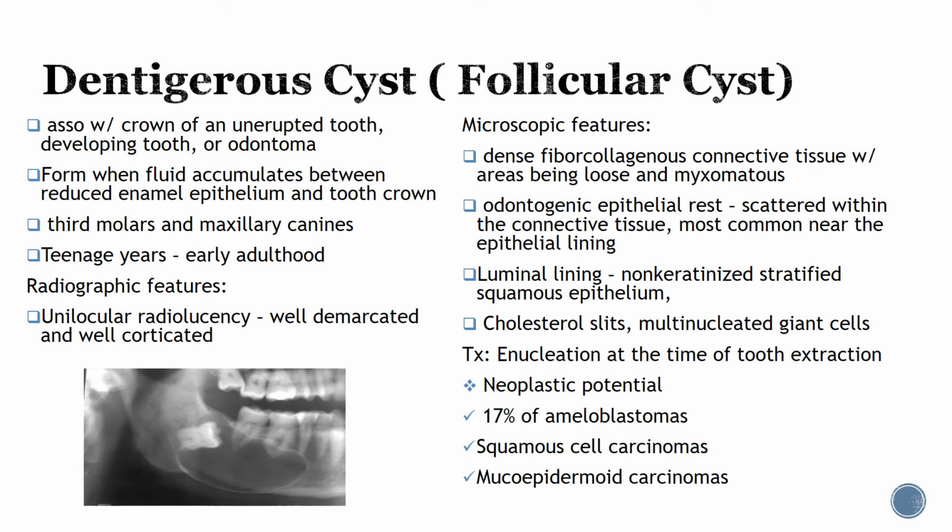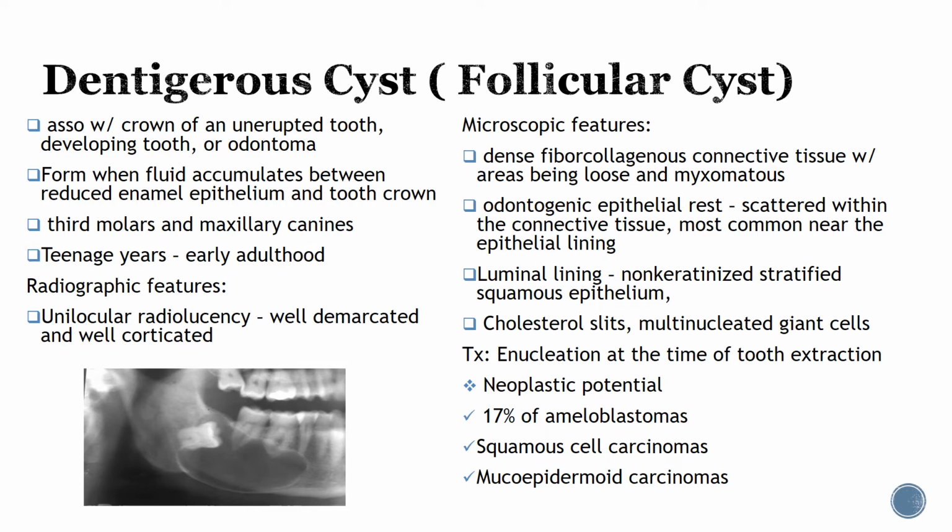Dentigerous cysts, or follicular cysts, must be associated with the crown of an unerupted tooth, developing tooth, or odontoma. Dentigerous cysts form when fluid accumulates between the reduced enamel epithelium and the tooth crown. Third molars and maxillary canines are the teeth most frequently impacted. They are also the most likely to be associated with a dentigerous cyst. They are generally found in teenage years and early adulthood, and the radiographic features present as a unilocular radiolucency associated with an unerupted tooth.